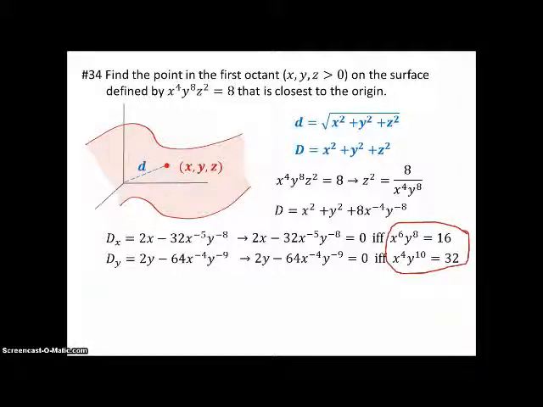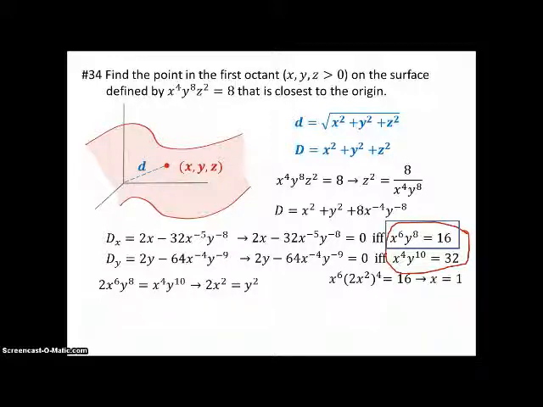So we're going to put those together. If we double the first expression, then it should equal the second one. And now we can solve for x and y in terms of each other. So now I'm going to substitute 2x squared for y squared in that expression with the blue box. And so we get 2x squared to the fourth for y to the eighth. And we can solve that for x. X turns out to be 1.